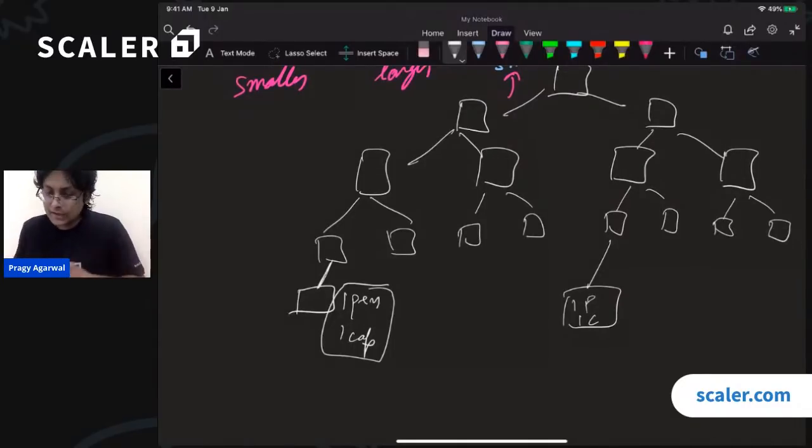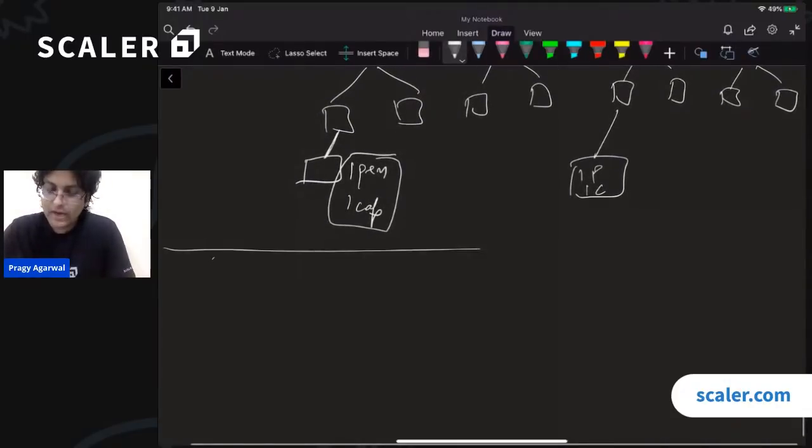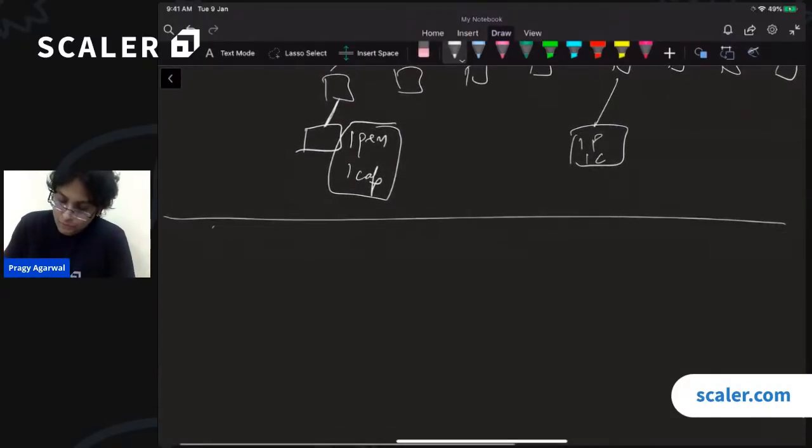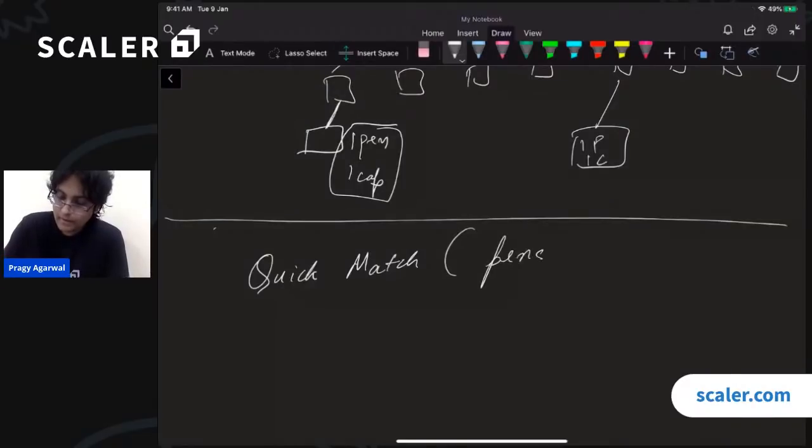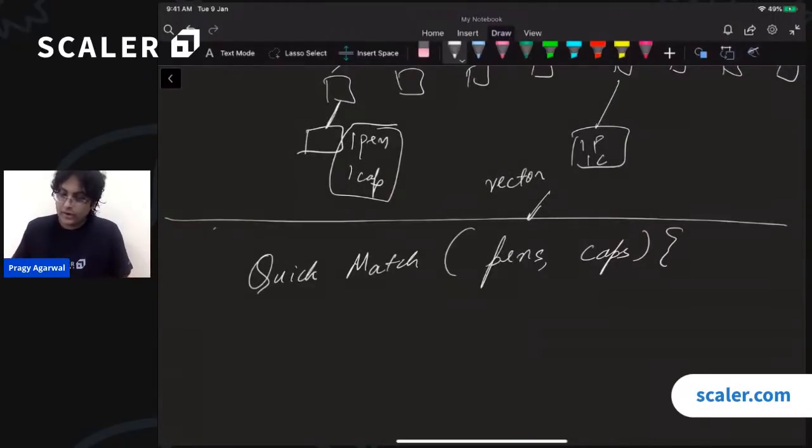But first of all, let us look at the pseudocode for this. Suppose that we were supposed to match pens. Let me call this the quick match algorithm. In this quick match algorithm, we had several pens and we had several caps. So this is the function quick match. We are getting several pens as input, so this will be a vector or a list or an array, whatever you can call it. Similarly, this will be a vector, both of size n.